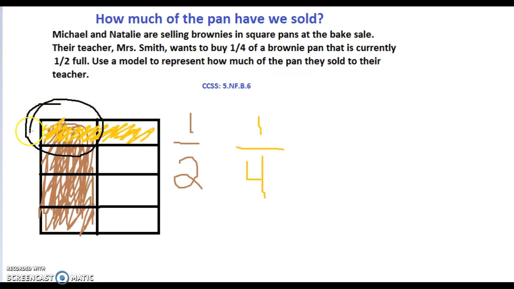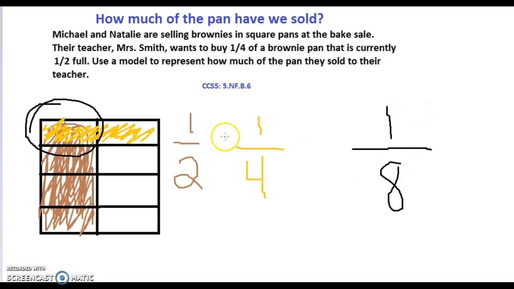This cross section here tells me how much the teacher was able to get. So it's 1 piece out of a total of, well, how many equal pieces are in this pan? So if all of these little marks were cuts in the pan, how many brownies would I have to sell? Well, ideally, this is an area model. I have 2 going down and I have 4 going up, so 2 times 4 gives me 8, or I can just count 1, 2, 3, 4, 5, 6, 7, 8. I have 8 equal pieces. So this represents how much of the pan they sold to their teacher, 1/8.